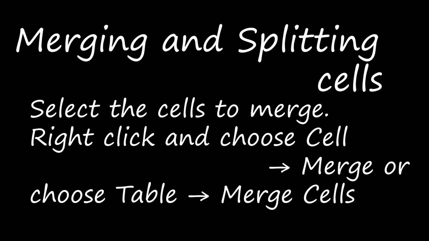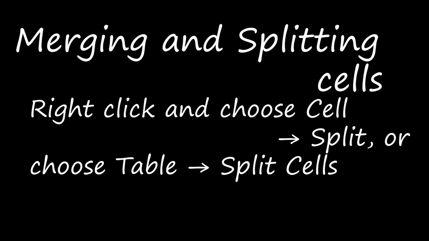And to split, also the same way. You keep the insertion point in the particular cell which you have to split, click the right button of the mouse and select Cell, Split. Okay, or you can use the Table menu in the menu bar and select Split Cells. So rows will be shown horizontally, and columns will be shown vertically.